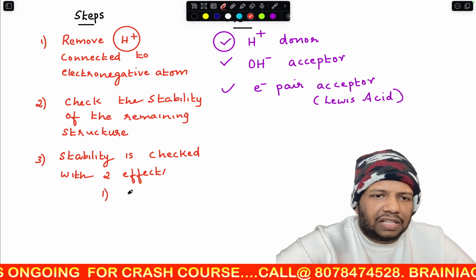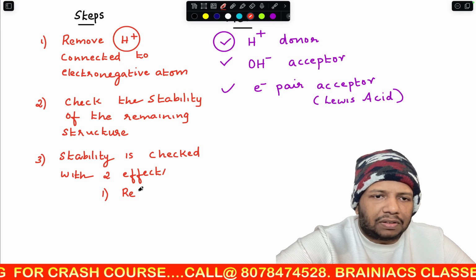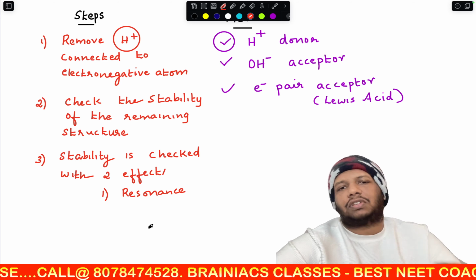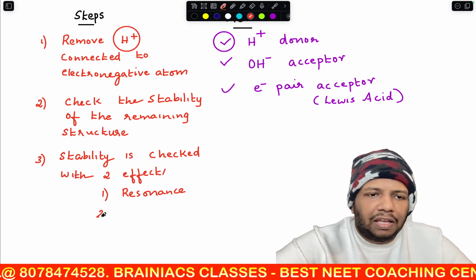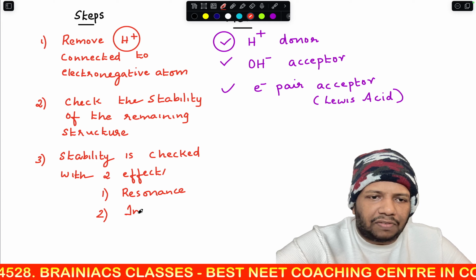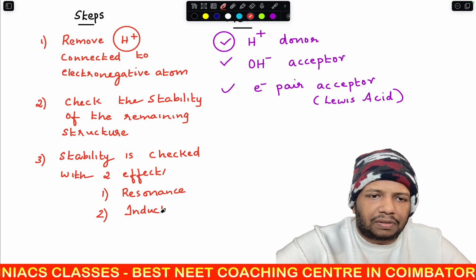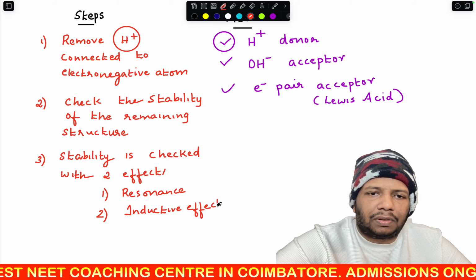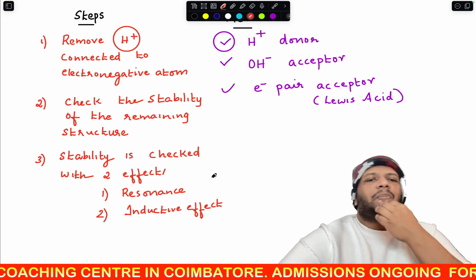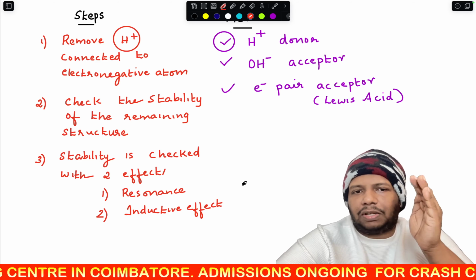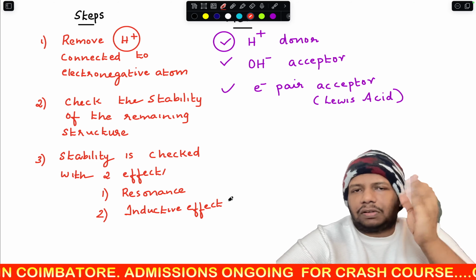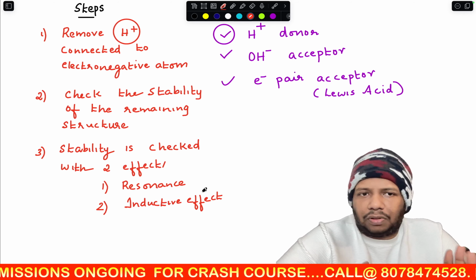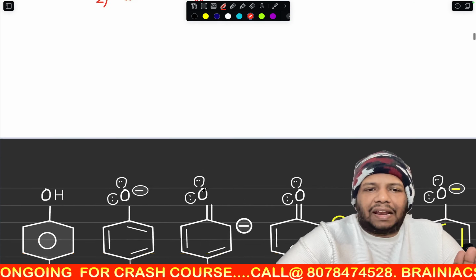First, you will check whether resonance is present in that remaining structure. Then it is highly stable. If resonance is not there, then we will check whether inductive effect is present. Resonance gives maximum stability, and inductive effect will also impart some stability. These are the steps you need to follow. I hope the steps are clear. Now we will analyze the question.